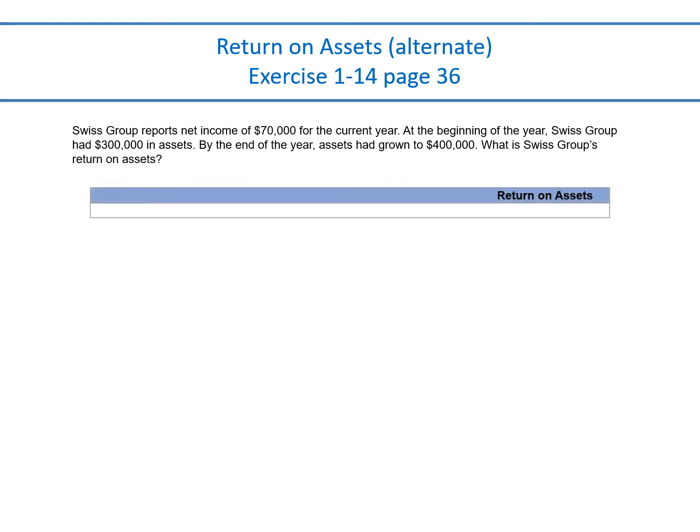Okay, so Swiss Group this time reports net income of $70,000 for the current year. At the beginning of the year, they had $300,000 in assets, and by the end of the year, the assets had grown to $400,000. So what is Swiss Group's return on assets?